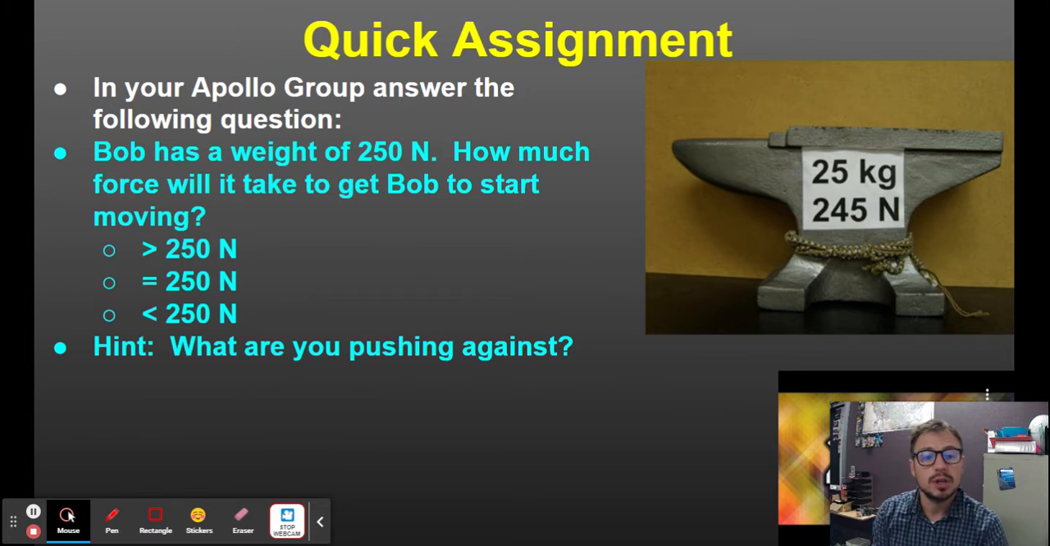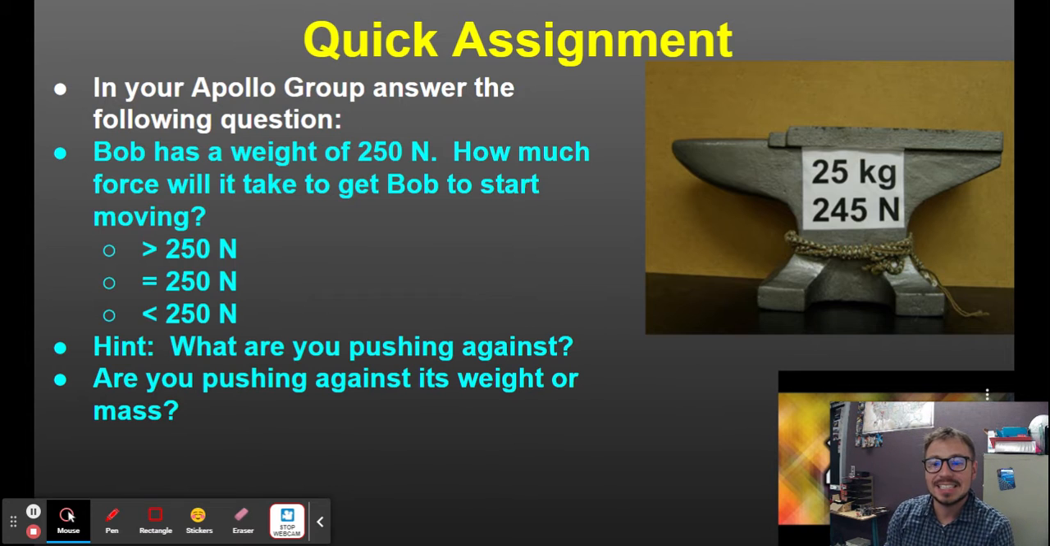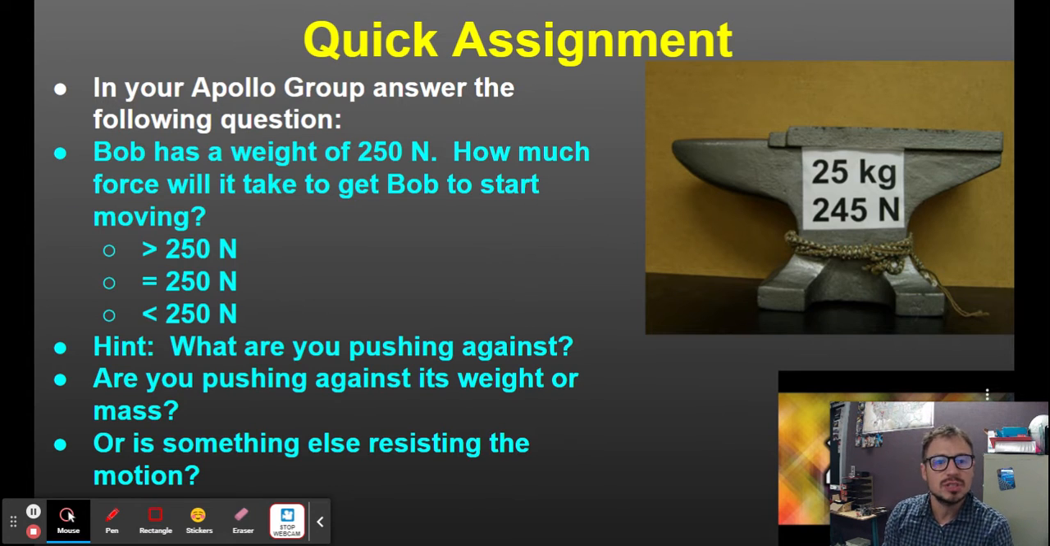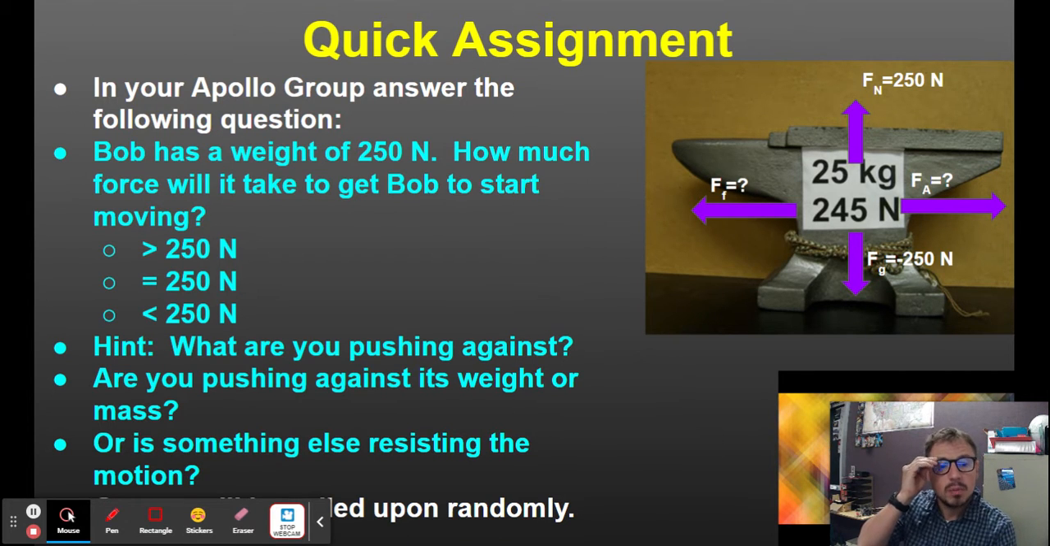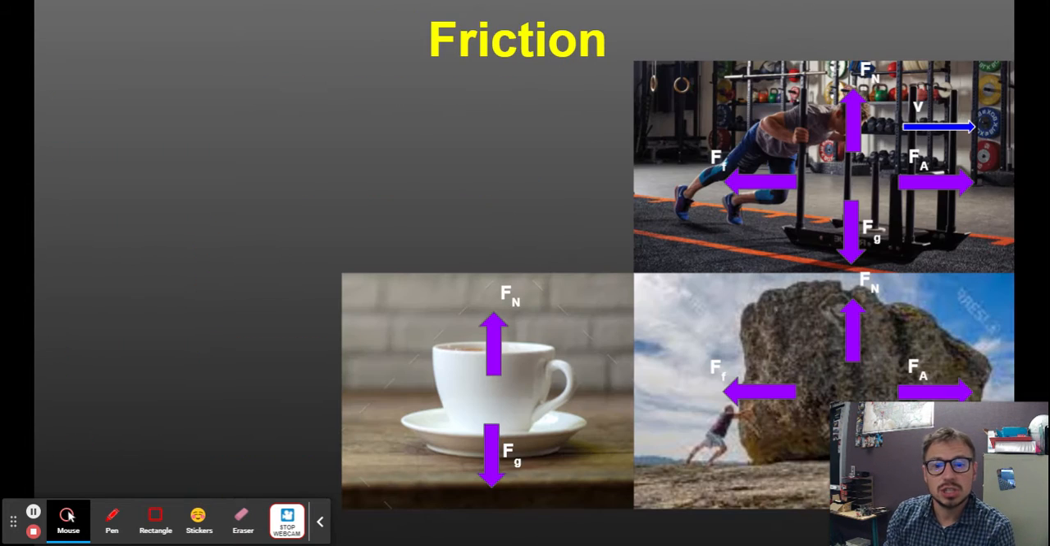And here's the hint. What are you pushing against? Are you pushing against its weight or its mass, or is there something else resisting that motion? So you're going to have the gravitational pull, you're going to have that normal force, you're going to have that applied force that you're trying to push this anvil with, but what's going to be resisting it is that frictional force just to get it to start sliding.